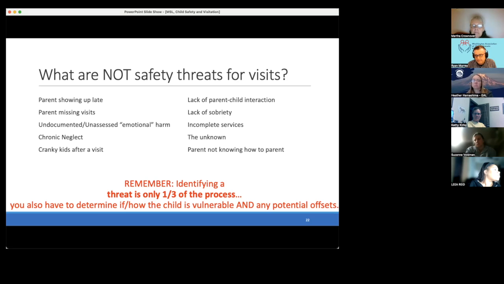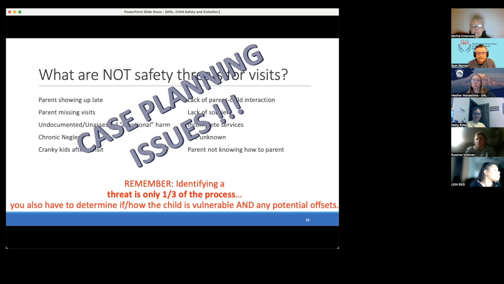What we have here are case planning issues. And one of the big mistakes that we make is confusing safety issues with case planning issues. When we try to fit case planning issues into that very narrow box that is case or safety planning, that's where our credibility starts to get undermined.